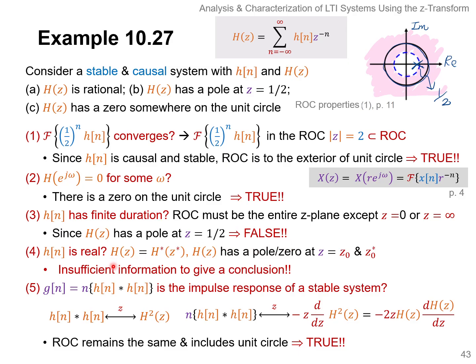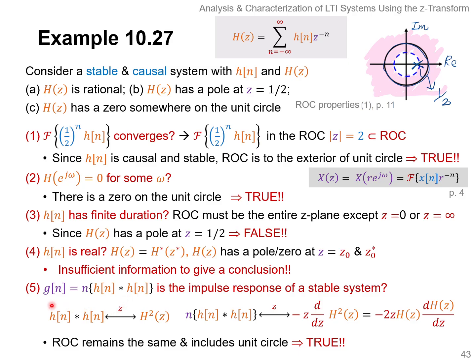Fourth question, we ask if the impulse response is real. For a real signal, poles and zeros must appear in complex conjugate pairs. We are not given this information, so we cannot decide. There is not enough information.